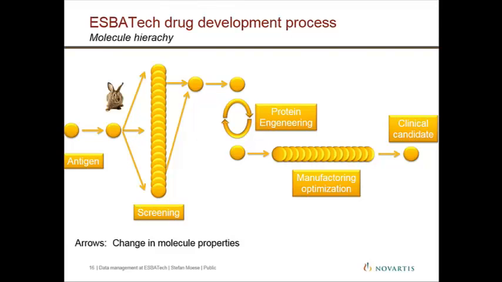We go through screening of a lot of candidates, and at some point we select a candidate, go through protein engineering rounds, and then we select a certain candidate and say, well, that could be it. And then it goes through manufacturing optimization. So you're still working with the same molecule, but just have to really figure out how you can produce that efficiently, and that goes to a clinical candidate. So this is this hierarchy I was talking about.